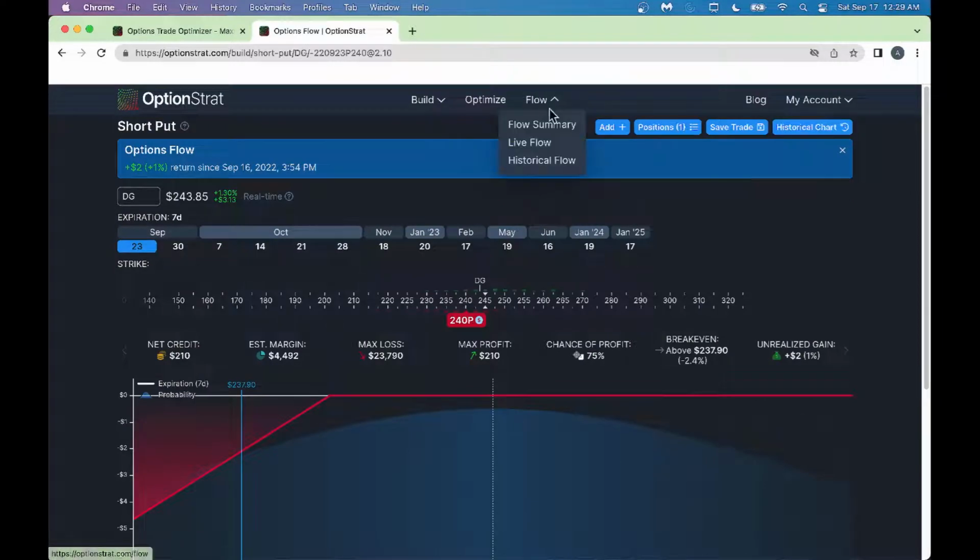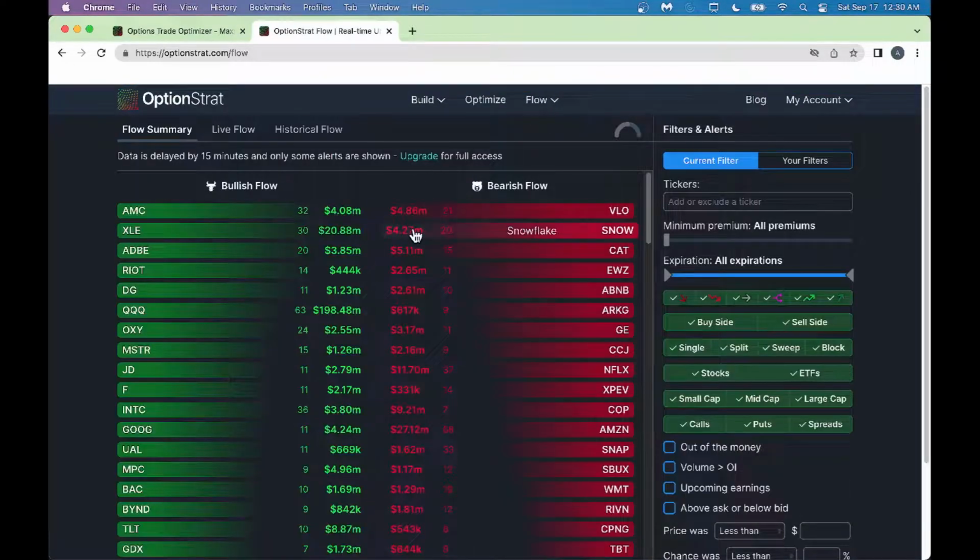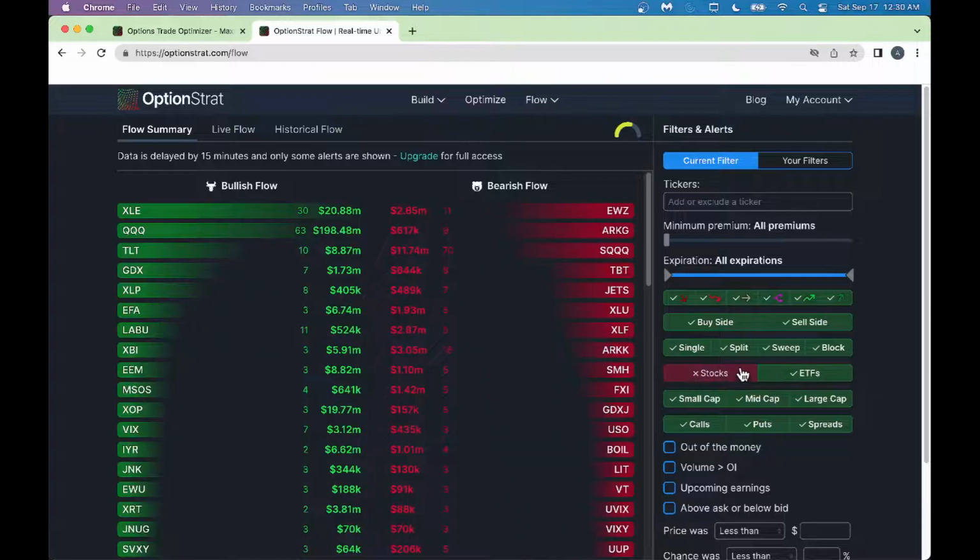Look, you could click on flow, you can look at all these flows here, and you can see which ones you can follow, which of these big traders you can follow here. And some of you just might want to look at ETFs. You can click on stocks and unfilter. Now we got only ETFs. You can see bullish perspective, XLA, QQQ. These are all bullish ETFs right now.